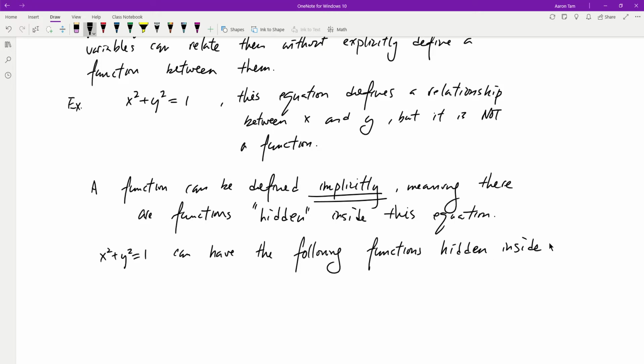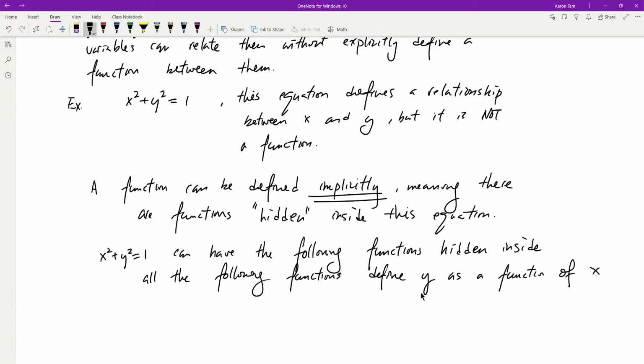Now, something important is the following. All the following functions define y as a function of x. Now, this statement is extremely important. The reason why this statement is extremely important is because it defines two of the most important things we need whenever we define a function. And what are those two things? The dependent and the independent variable.